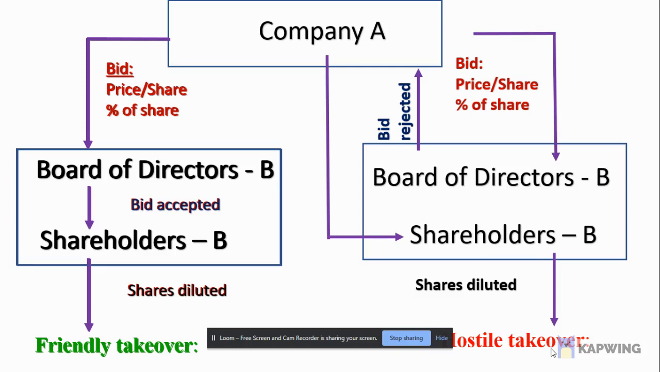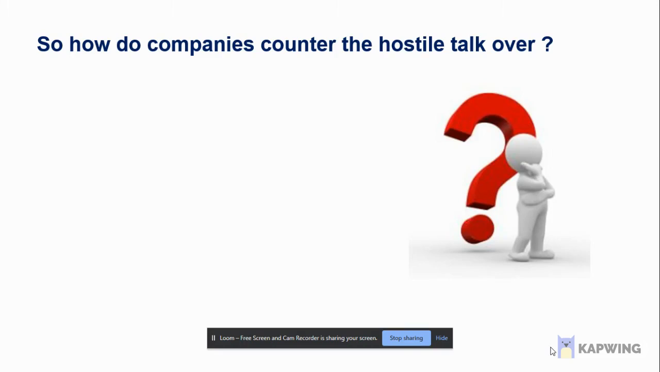Now company A desperately wants to buy company B. So instead of going to the board of directors, company A goes directly to the shareholders. And this is called hostile takeover. The real procedure is first the board of directors should accept the bid, then only the shareholders should sell their shares. But when company A tries to approach shareholders directly, that is called hostile takeover.